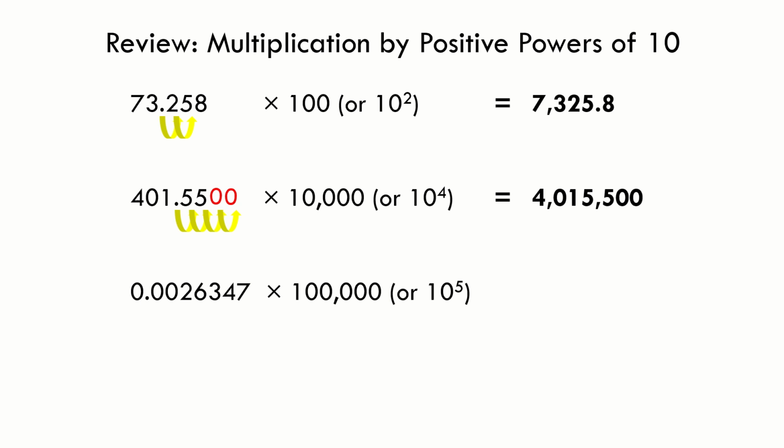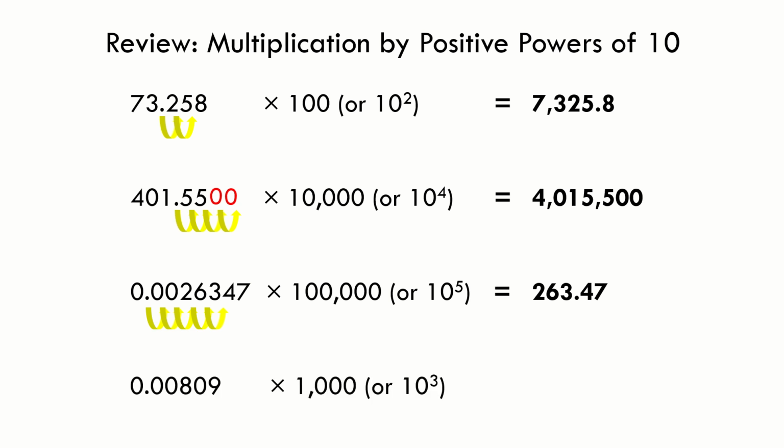0.002637 times 100,000 or 10 to the fifth. Ganun na gagalawin natin ang ating decimal point 5 spaces to the right, which gives us 263.47. Mula sa isang napakaliit na decimal number, napalaki natin to something in the hundreds. 0.00809 times 1,000 or 10 to the third. 3 ang exponent ng 10, kaya gagalawin natin ang ating decimal point 3 spaces to the right, which gives us 8.09.